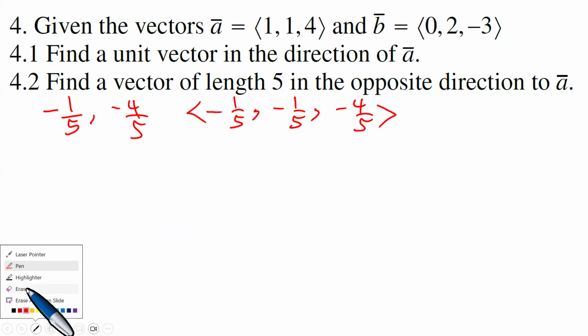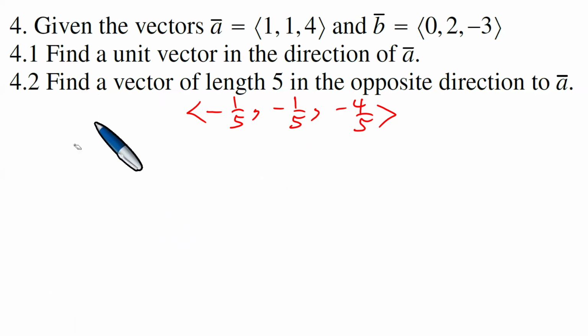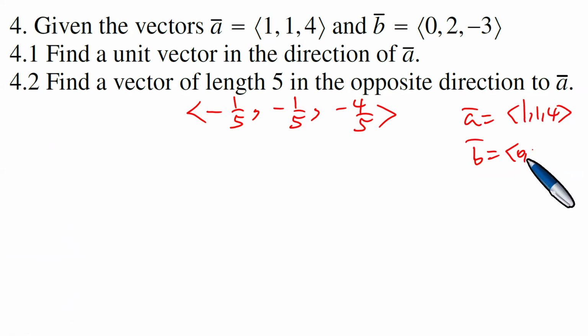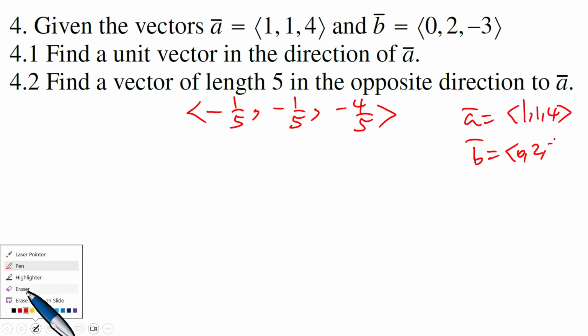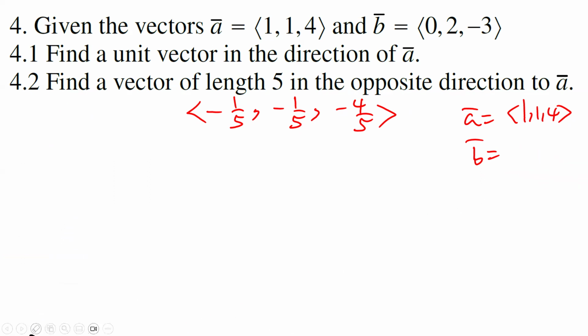So we're practicing, remember, so there's no train smash, but we're trying to see what mistakes you can make and you can correct them. Given the vectors A and B, we're given the vector A with the components 1, 1, 4, and the vector B, 0, 2, -3. Then find a vector of length 5 in the opposite direction to A.